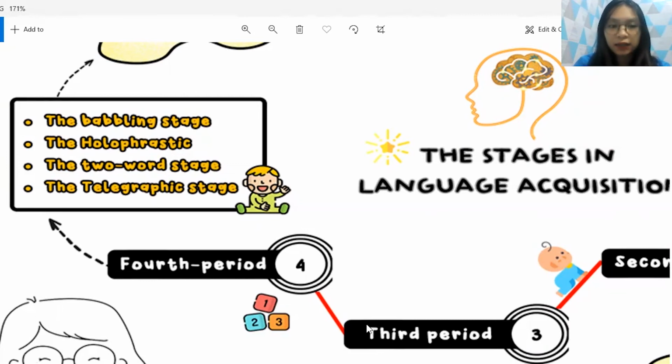The third is the two-word stage. In this stage, between approximately 18 and 20 months of age, children use 2 words when speaking. The last is the telegraphic stage. In the telegraphic stage, children begin stringing more than 2 words together, perhaps 3 or 4 or 5 at a time.